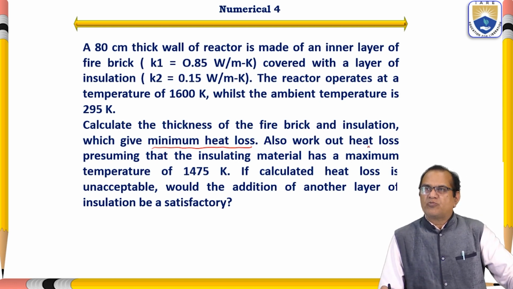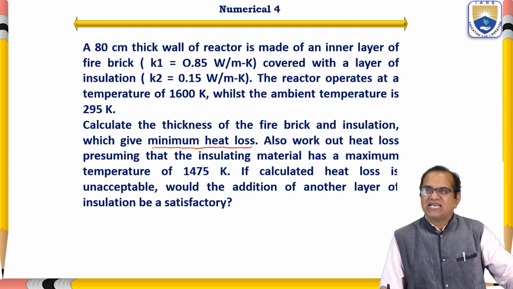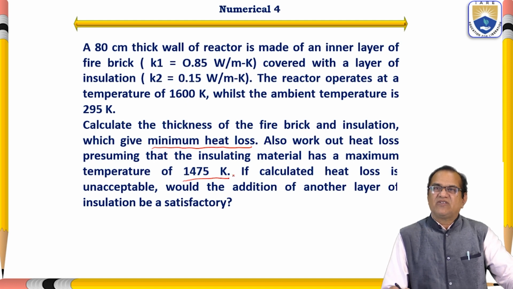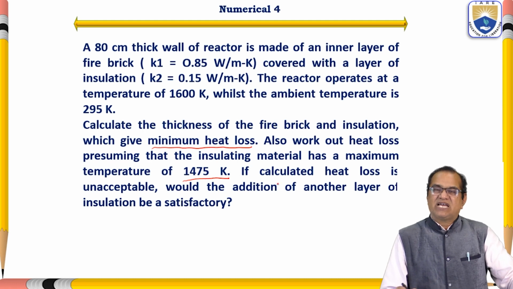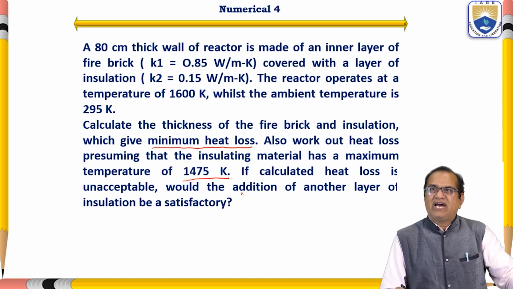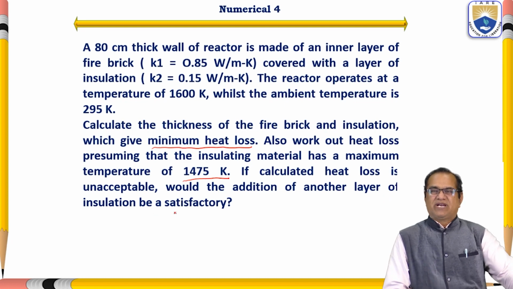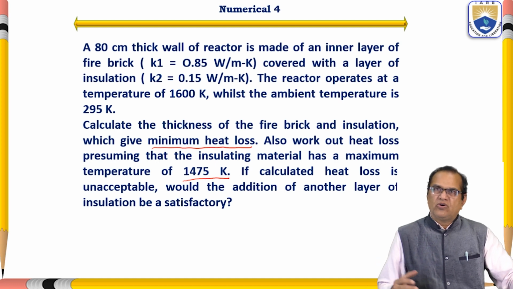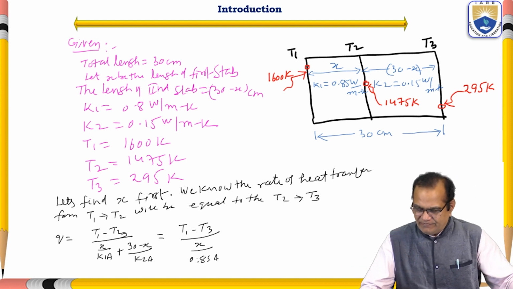Also work out the heat loss, presuming that the insulating material has a maximum temperature of 1475 Kelvin. If the calculated heat loss is unacceptable, would the addition of another layer of insulation be satisfactory? So, very nice question, and we have to go step by step for this solution. So we have to draw the diagram.